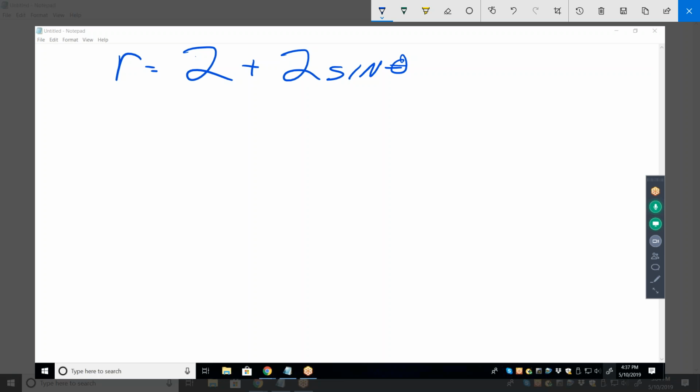Go ahead and hit the polar mode and then define your equation as r equals 2 plus 2 sine theta. And it should trace it out as it makes theta go from 0 to 2 pi. You'll see it trace out fully, and you'll end up with a cardioid. That is the equation of a cardioid, and it looks something like this.